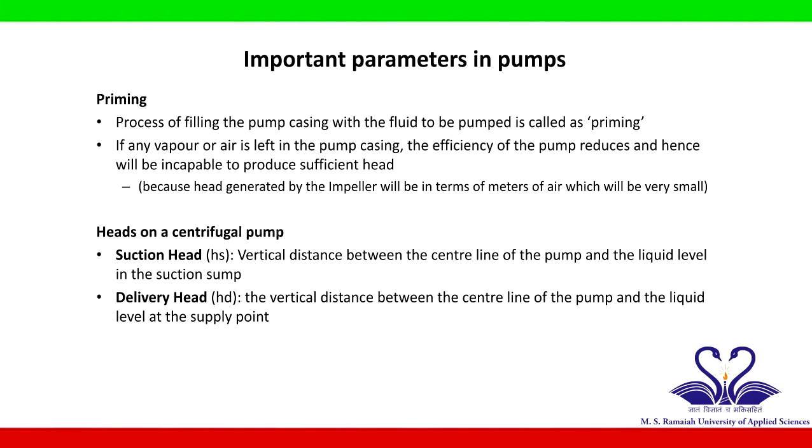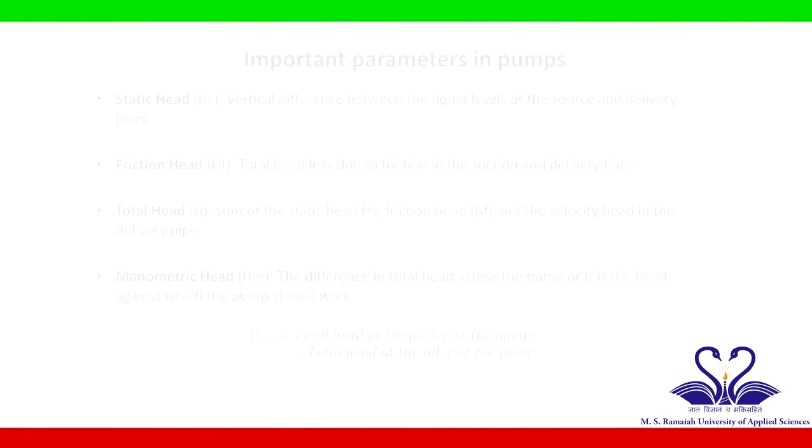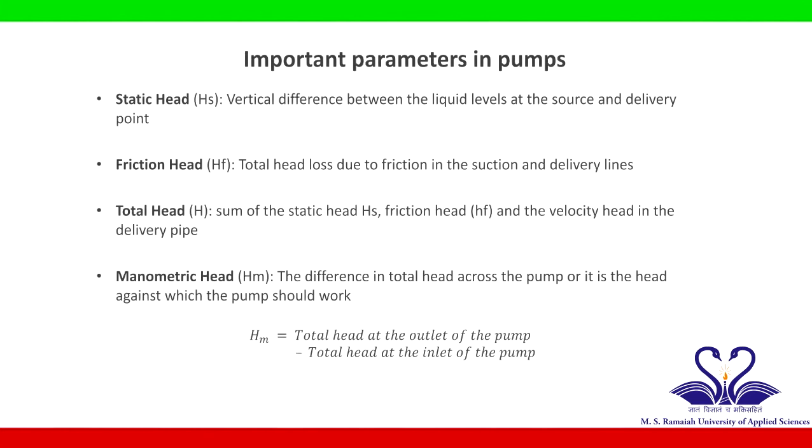There are different heads that can be encountered during operation of pumps. Suction head is the vertical distance between the center line of the pump and the liquid level in the suction sump. Delivery head is the vertical distance between the center line of the pump and the liquid level at the supply point. Static head is nothing but the vertical difference between the liquid levels at the source and delivery point, or in other words, it is the sum of suction and delivery heads.